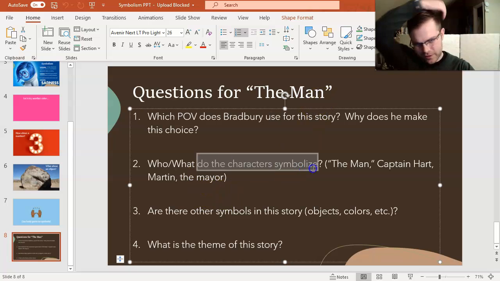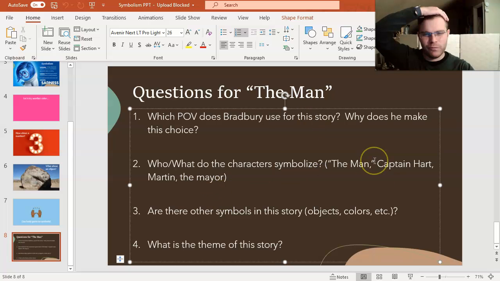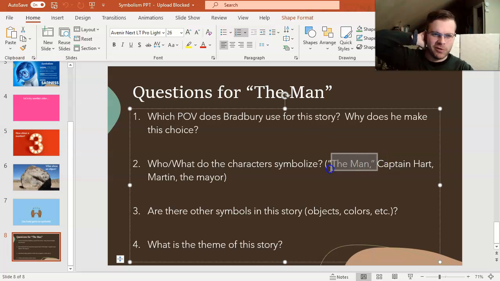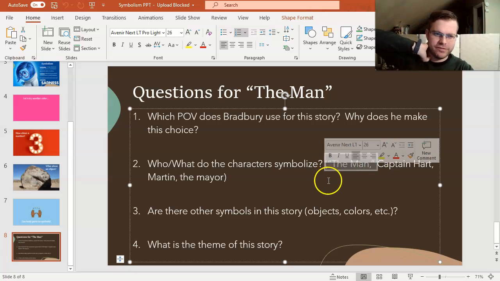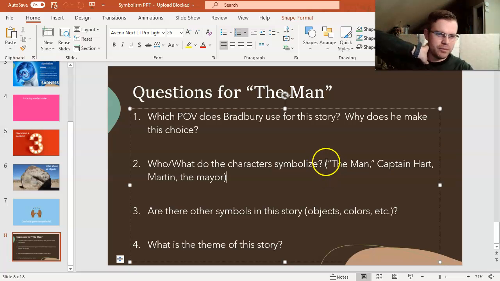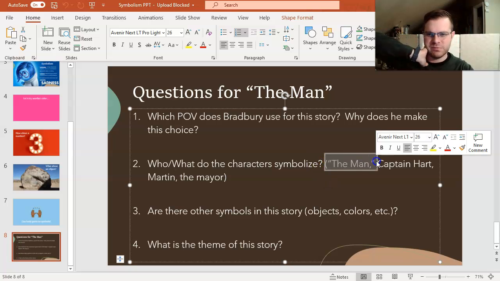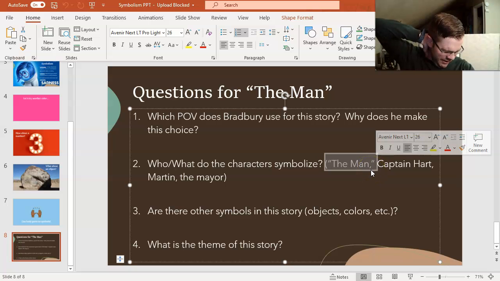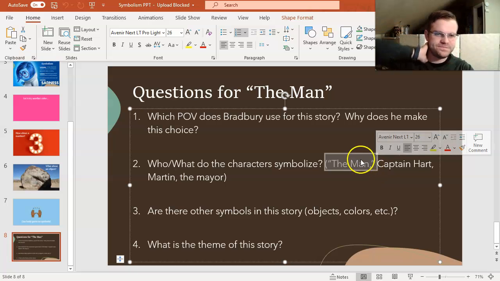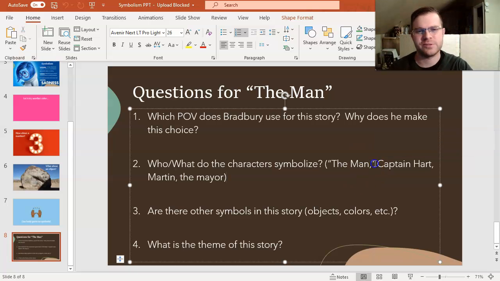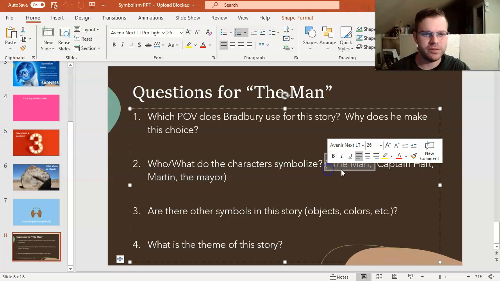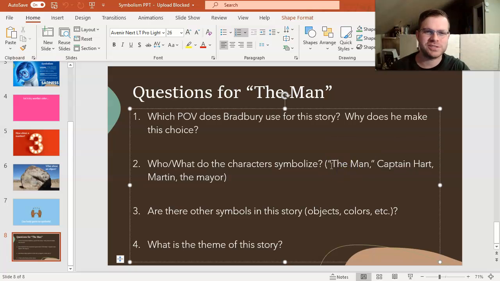As for who or what the characters symbolize, what I encourage you to do is maybe pause the video right here and take a dive through the story if you're not sure who the man might be before you take a guess. I'll reveal that in just a moment here. So I hope you've taken a look through the story, and I hope the details make you think that the man could perhaps be Jesus Christ.